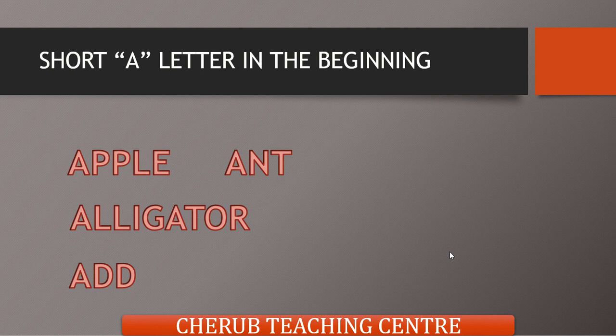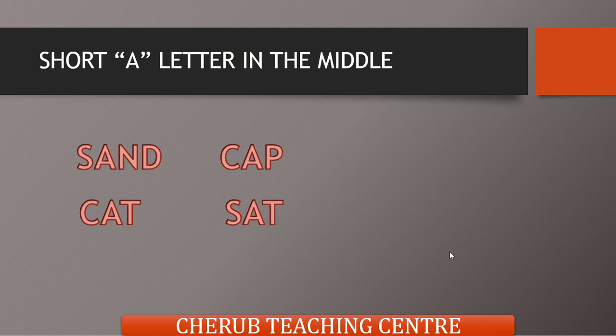The next words that I'm going to show you are the ones in which the letter A is coming in the middle. These are also words in which you are going to make a short A sound: sand, cap, cat, sat. Even if I talk about bat, it's not stretched out, it's a short bat. In all these words the A is a short A.